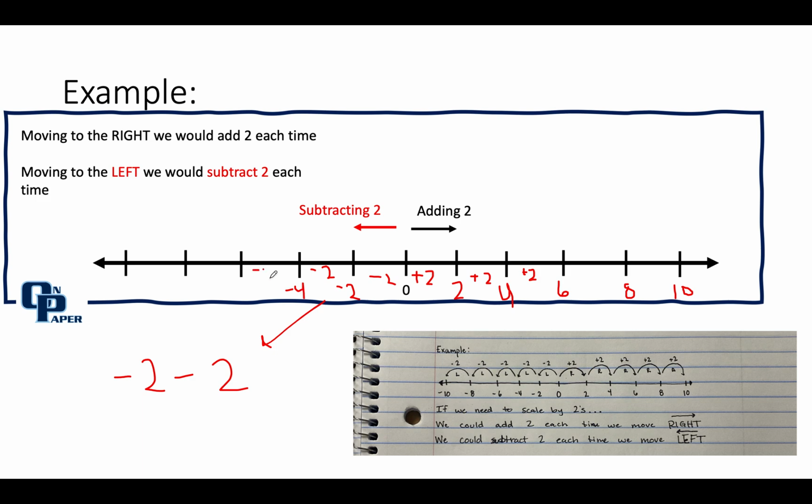Again, we're going to subtract 2, which should get you -6. Subtract 2 should get you -8. And last one, subtract 2 should get you -10. So just remember, anytime, and this applies to all number lines, if you move to the right, you'll be adding. If you move to the left, you'll be subtracting.